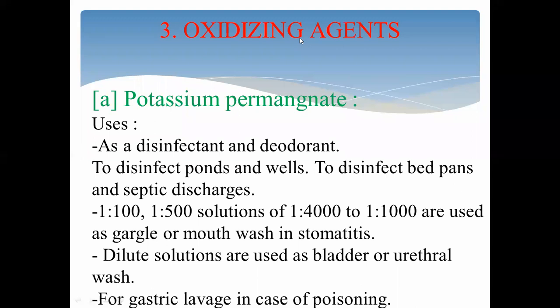Potassium permanganate uses: disinfectant and deodorant, to disinfect ponds and wells, to disinfect bedpans and septic discharges. 1 in 200, 1 in 500 solutions, 1 in 4,000 to 1 in 1,000 are used as gargles or mouthwash in stomatitis. Dilute solutions are used as bladder or urethral wash, and for gastric lavage in case of poison.